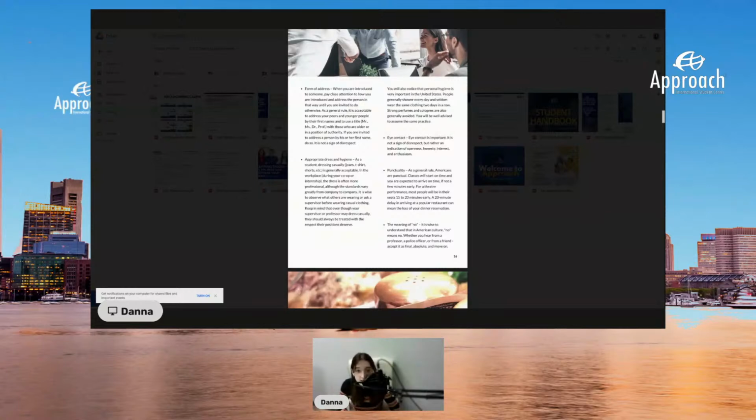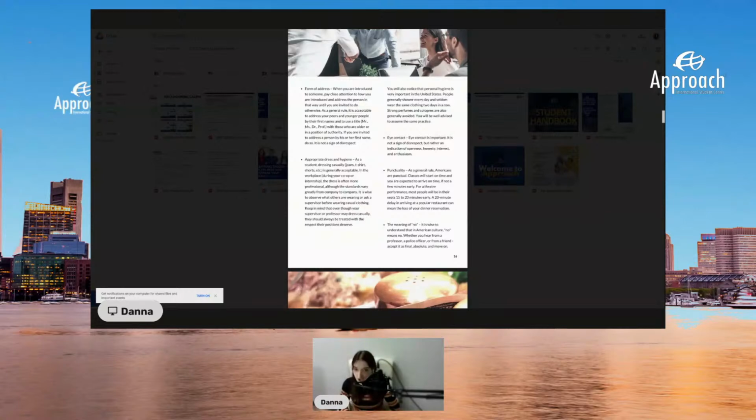Eye contact. It's important to make eye contact when talking to someone. If not, it's a sign of disrespect if you're looking down, or it's a sign of lying. So it's important to look at the person in the eyes when you're talking to them.